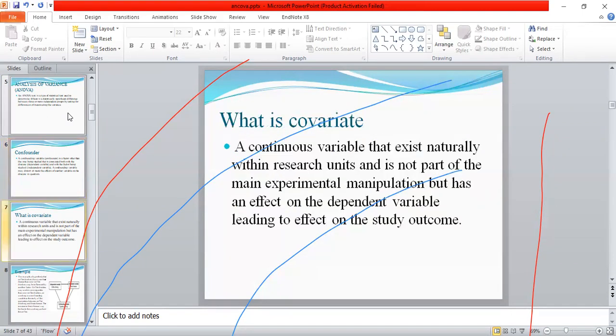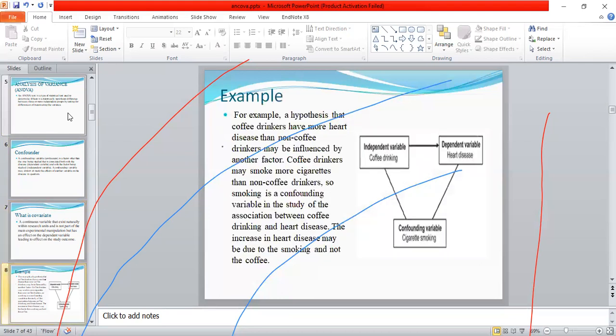Now, what is a covariate? A continuous variable that exists naturally within a research unit and is not a part of the main experimental manipulation but has an effect on the dependent variable, leading to an effect on the study outcome.